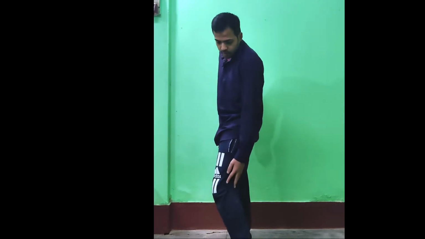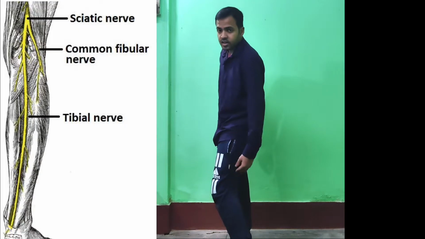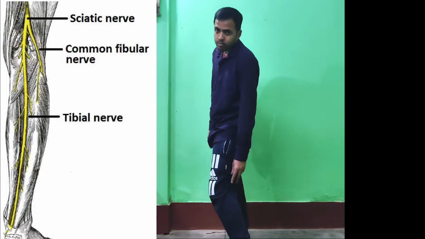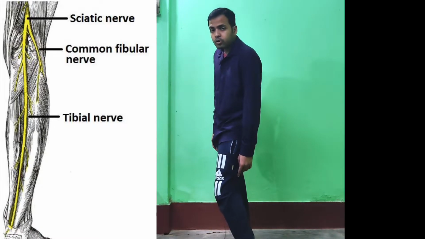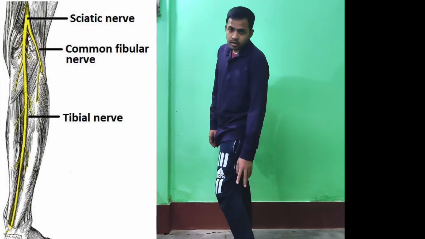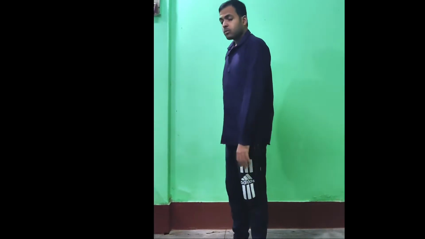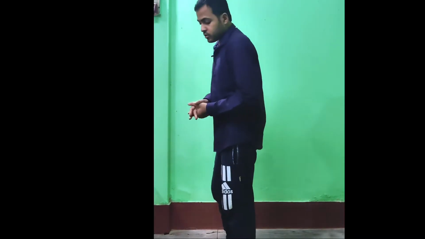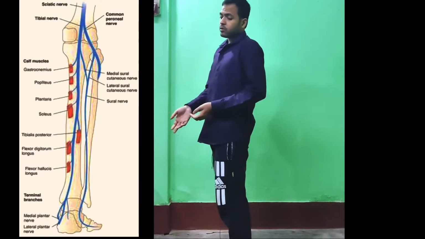Now, before it enters into the popliteal fossa, this sciatic nerve divides itself into two parts. One is the common peroneal nerve, another is the tibial nerve. Okay, now I'm going to talk about the tibial nerve. So as you can see in this photo, this is a photo of our tibial nerve.